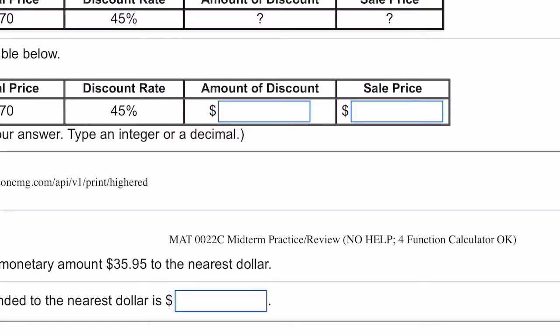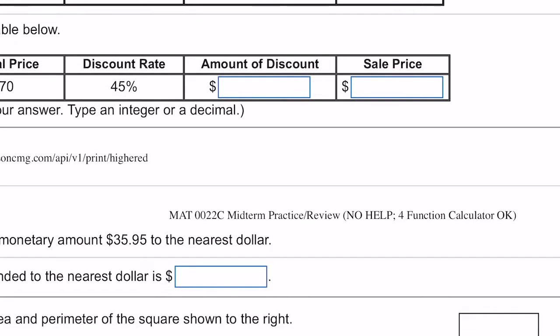Number 44 is very similar to the problem we solved before. So again, you're looking for amount of discount and sale price, and you will be given the formulas for those. You just need to know how to work that out.